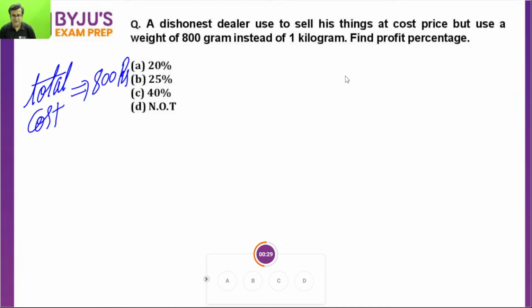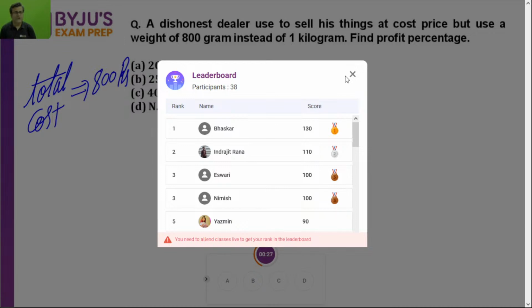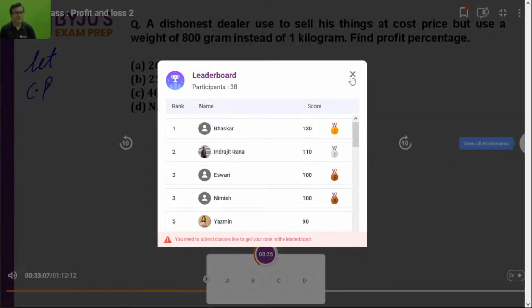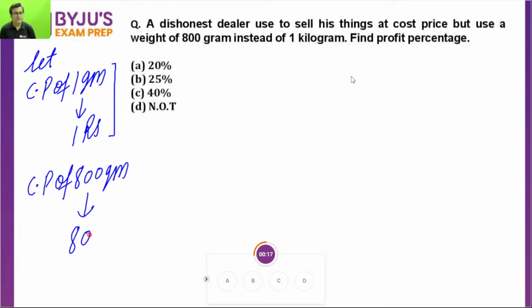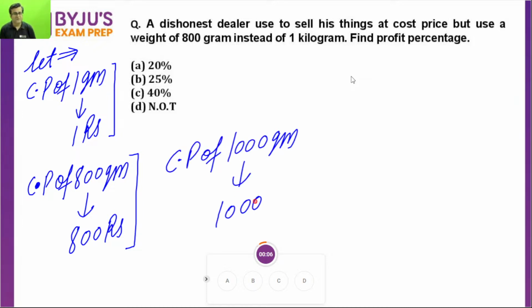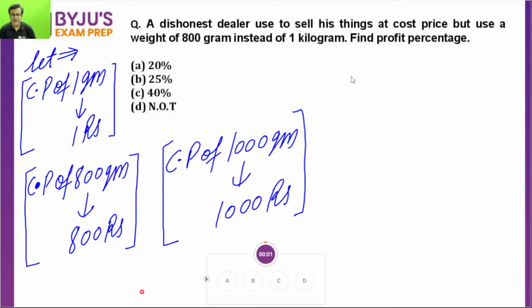B option is absolutely right. Everybody now listen. Let the cost price of 1 gram be 1 rupee. So cost price of 800 gram is equal to 800 rupees. Cost price of 1000 gram is 1000 rupees.